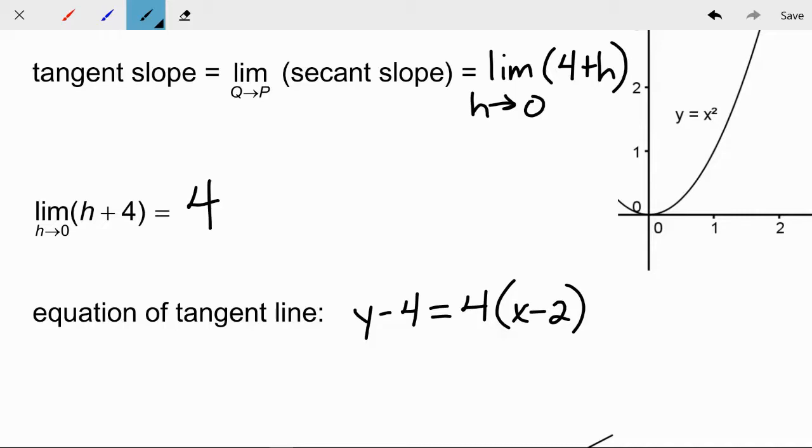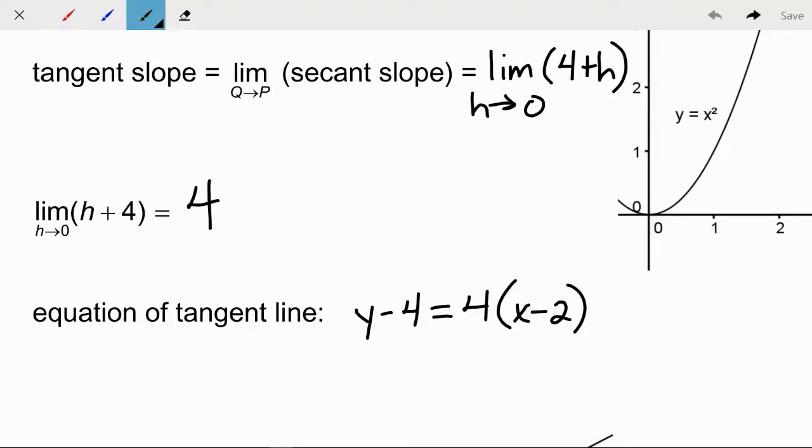Now, one thing to keep in mind when you write the equations of your lines, I want you to get in the habit of leaving them in this point slope form. The reason I want you to leave it in point slope form is because we still have reference to our point of tangency here. And you can see that with this minus 4 and this minus 2, I can see my point of tangency is at the point (2, 4).